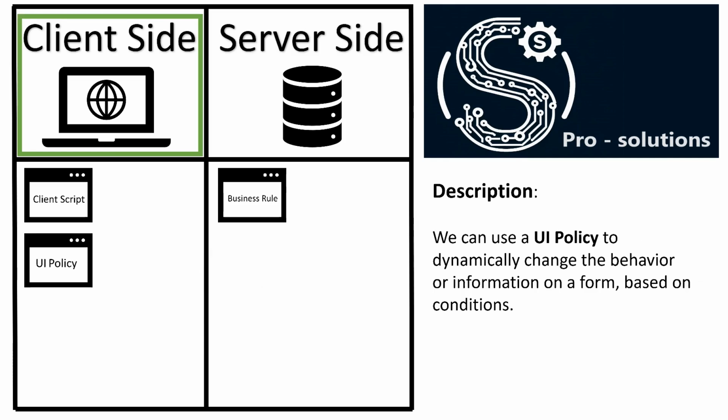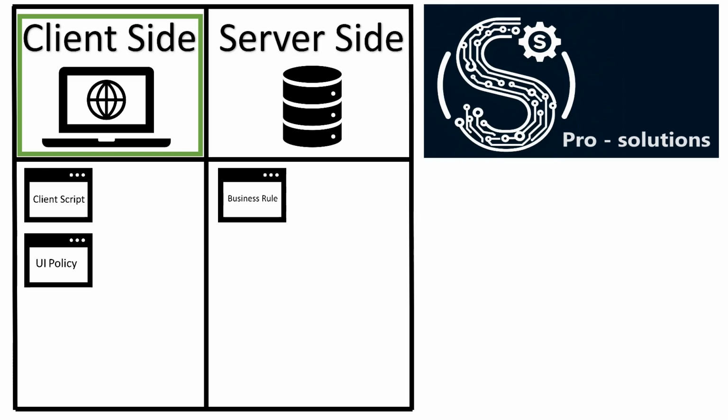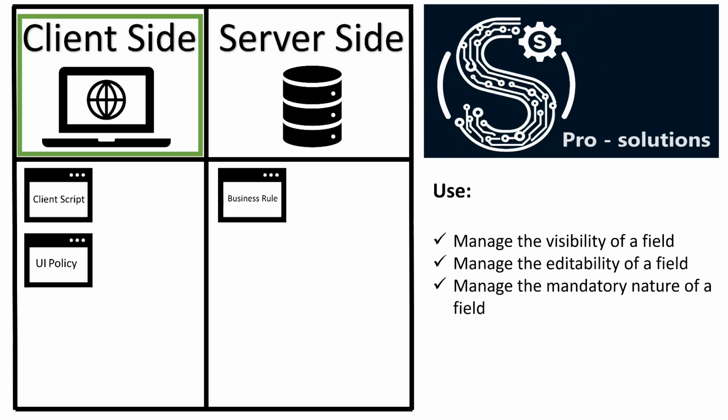We can use a UI policy to dynamically change the behavior or information on a form, based on conditions. In most cases, we can use a UI policy to replace a client script and in a way that is much more oriented towards people without a background in development, as these are objects that generally do not require a script for their configuration. And like client scripts, these types of objects are widely used to manage the visibility of a field, manage the editability of a field, manage the mandatory nature of a field, among other things.